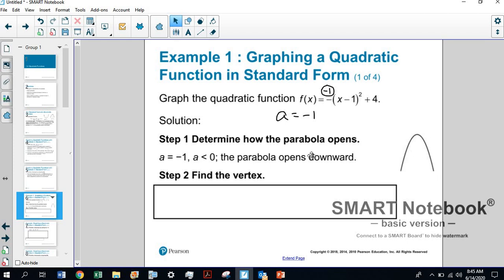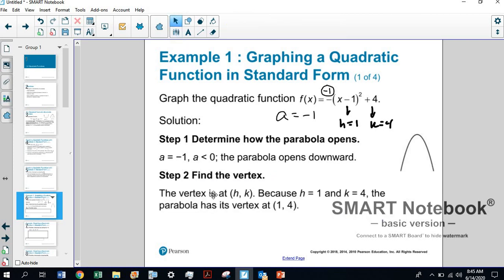All right. Let's find the vertex. What's the vertex? Well, x minus h. So h is equal to 1 here. Based off of this information, h is equal to 1. And from this information, k is equal to 4. And so my vertex then has to be the point (1, 4). Okay? All right, so we've got those two pieces of information.